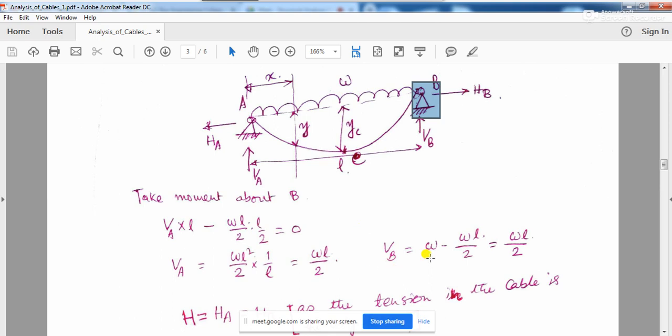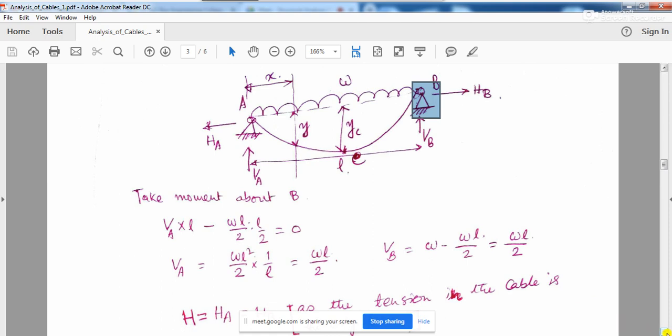So what will be your VB? VB is also going to be equal to WL by 2, or you can say half of the WL will be going over here. Total it is WL, so half of the WL will be going over here, half of the WL will be going over here. So the vertical reactions, when the supports are at the same level, will be WL by 2 and WL by 2.